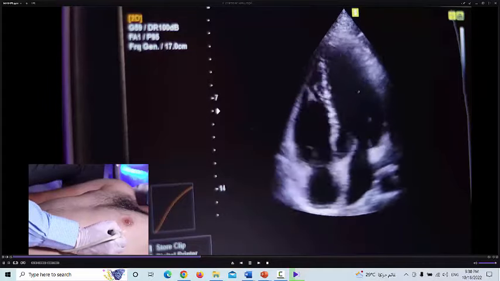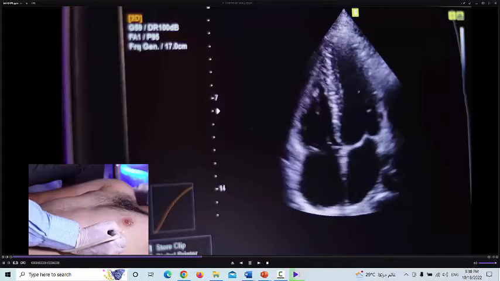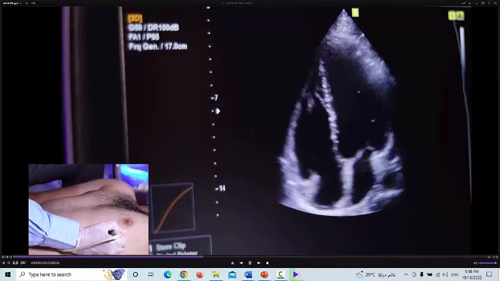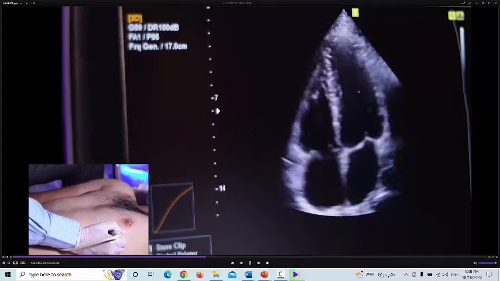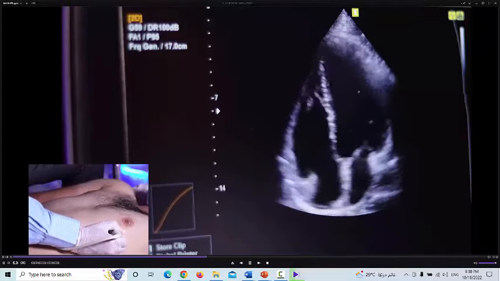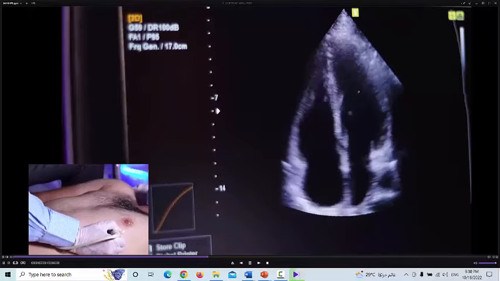I will measure what's called Simpson. I need to assess the volume of the left ventricle in diastole and the volume in systole, and from these two volumes I can assess what's called ejection fraction by Simpson method.